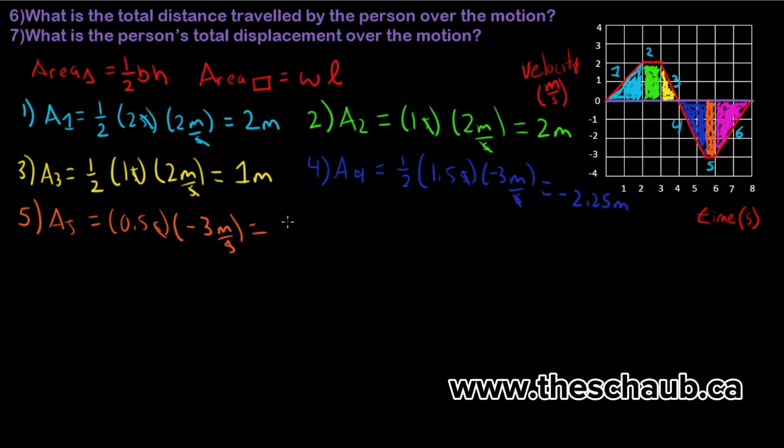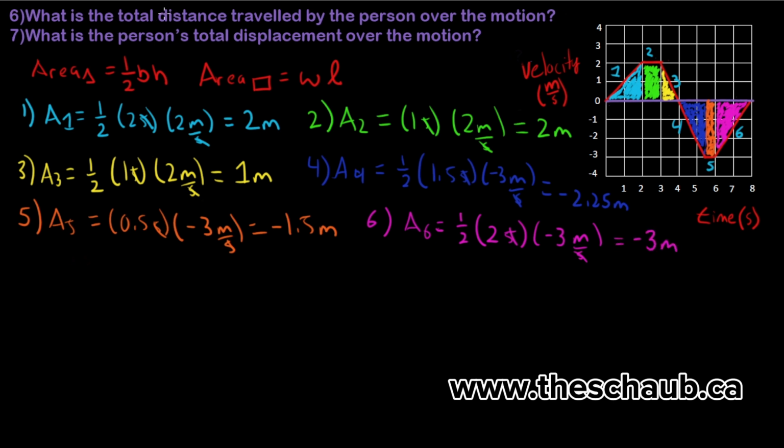0.5 multiplied by -3 is -1.5 meters. Our sixth and final area here is another triangle. So we calculate the area of this triangle and we get 1/2 multiplied by the base, which is 2 seconds, and the height, which is again -3 meters per second. Our seconds cancel out, and 1/2 times 2 times -3 is equal to -3 meters.